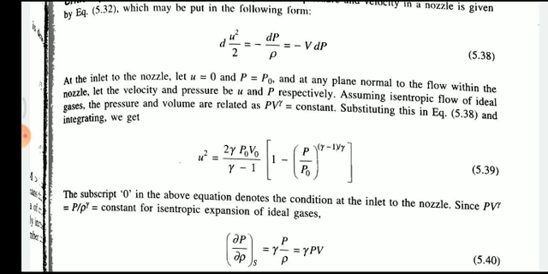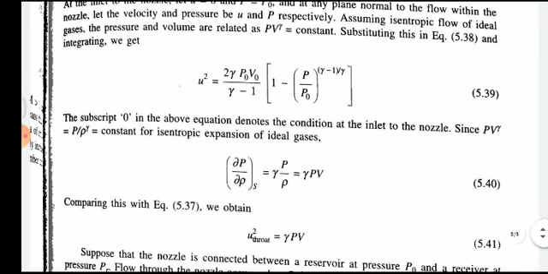So pv raised to gamma and the initial case p0 v0 raised to gamma. So it is 2 times gamma. Gamma is already here, the gamma goes to the denominator, and the limit is gamma minus 1 into 1 minus p upon p0 raised to gamma minus 1 divided by gamma. The subscript 0 in the above equations denotes the condition at the inlet of the nozzle.